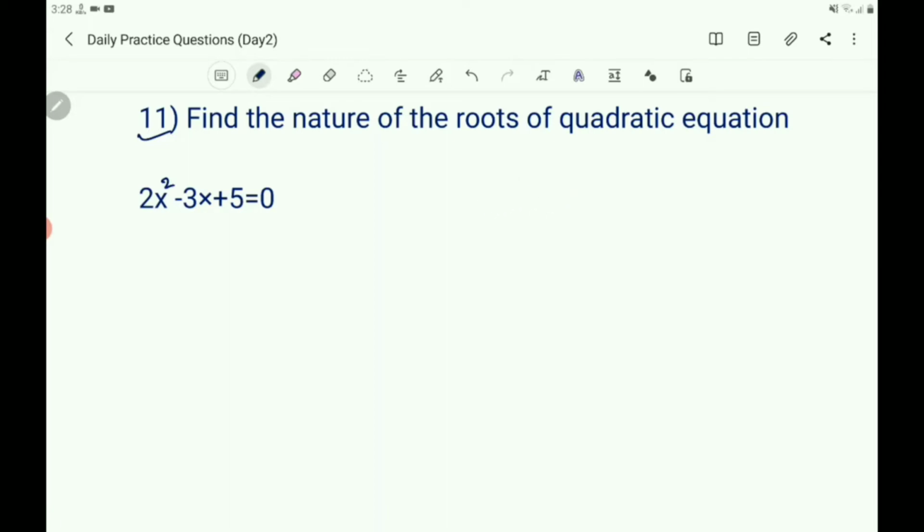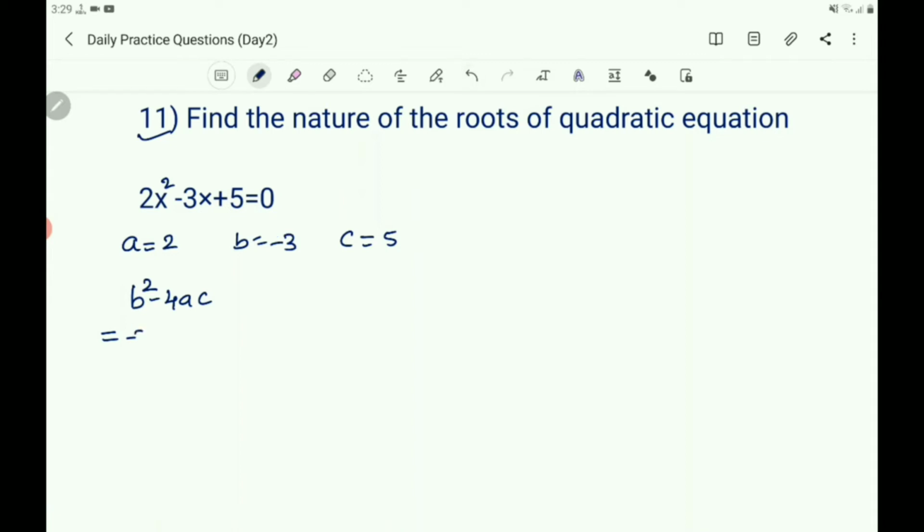Now to find the nature of the roots, we have to find the value of b square minus 4ac. First you write the values of a, b and c in the quadratic equation, which is in the form ax square plus bx plus c equals 0. Here a is the coefficient of x square, that is 2, b equals minus 3, and c equals 5. Then write the discriminant, b square minus 4ac.